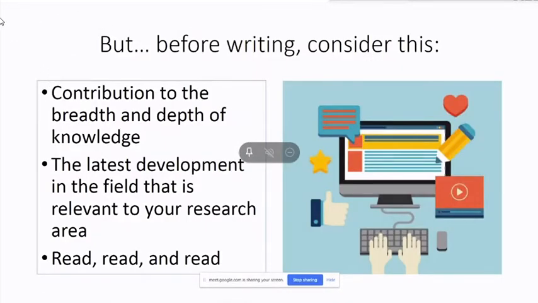Okay, and then coming back to journal article writing, there are 3 things that you need to have as a scholar. Scholar, we are talking about a person who works, who breathes and lives for academia. Number one, when you write, remember and ask yourself this: what is the contribution to the breadth and depth of knowledge, to the manifest and latent of knowledge?